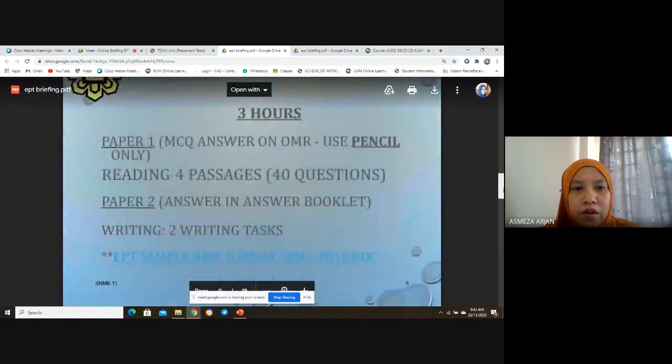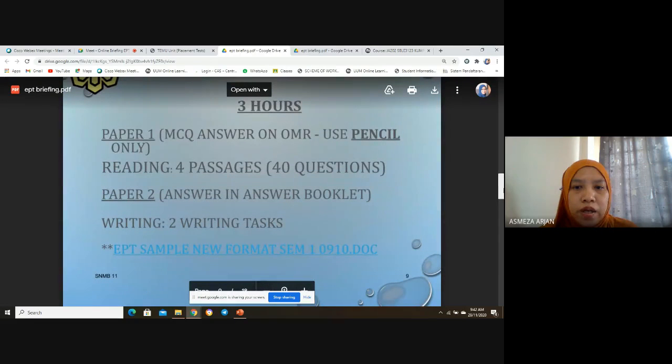And then content. Okay. This one is still the same. Paper one, the reading will be 4 passages, 40 questions. 4 passages means passage 1 maybe like 9 questions, passage 2 maybe around 12 questions, passage 3 maybe around 11, and passage 4 maybe around 8 questions, something like that. But overall, from passage 1 until passage 4 there will be 40 questions.